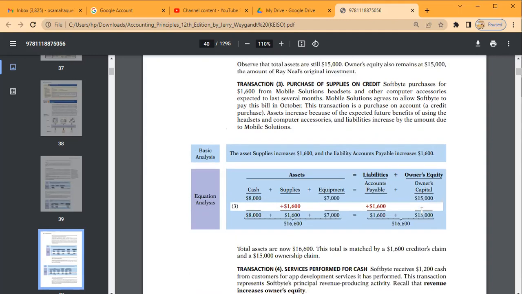Now let's move on to the next one. The asset supplies increases by $1,600 and the liabilities account increases, transaction number three. SoftBite purchases for $1,600 from Mobile Solution headsets and other computer accessories expected to last several months. Mobile Solution agrees to allow SoftBite to pay the bill in October. This transaction is a purchase on account. Asset increases because of the expected future benefit of using headsets and computer accessories. Liabilities increase by the amount owed to Mobile Solution.